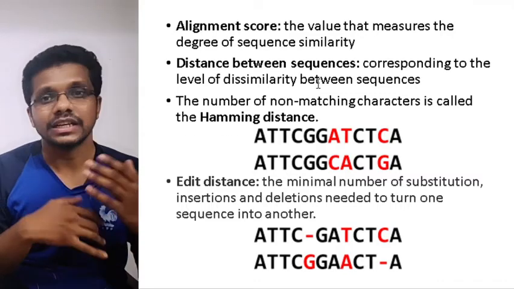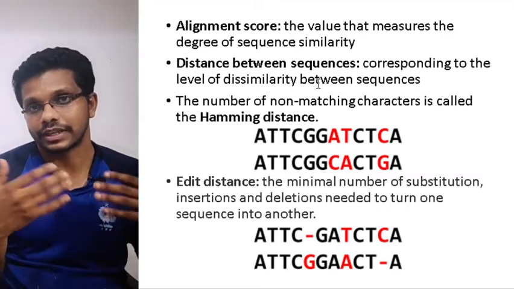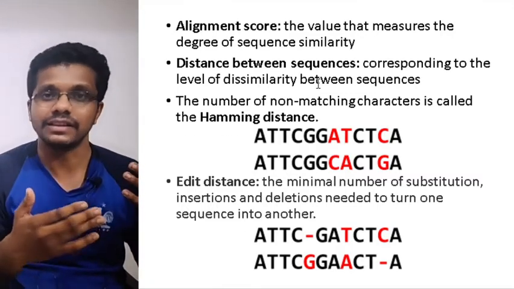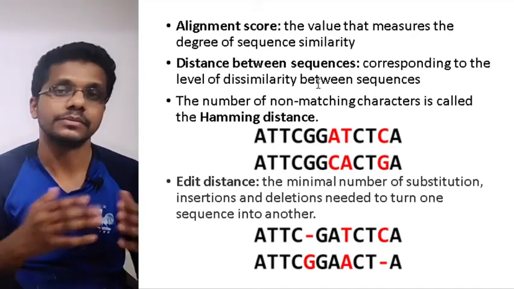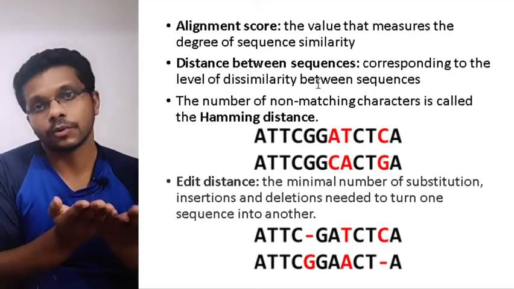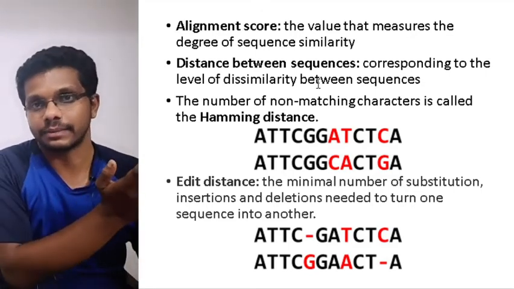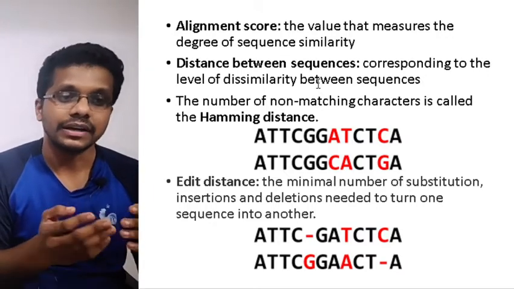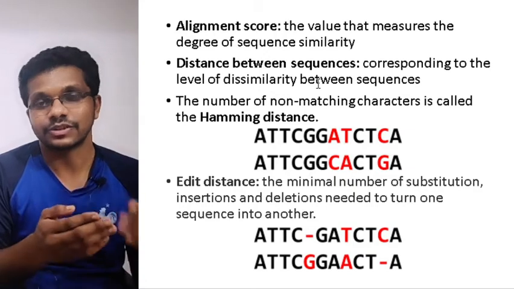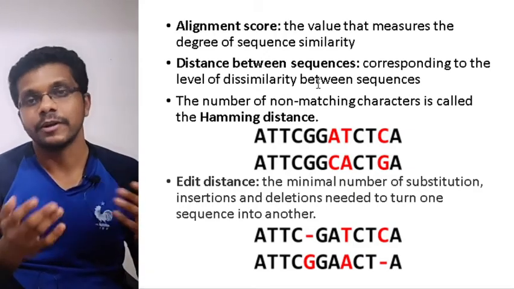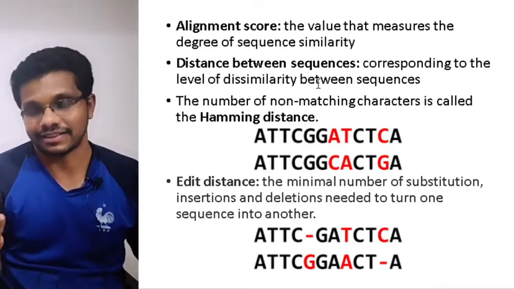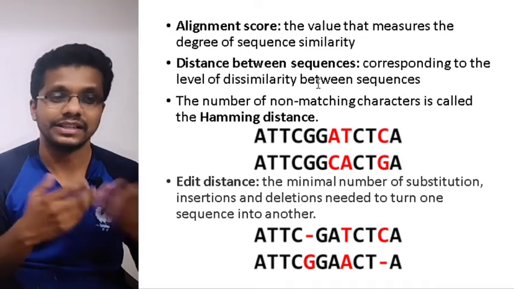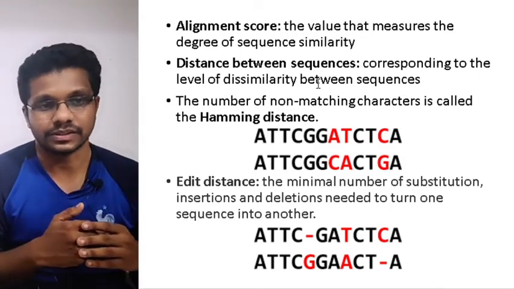Depending on the program we are using for the sequence alignment, the scoring pattern will be different. So if the similarity is more, the alignment score will be high. If the similarity is less, the alignment score will be less. Distance between the sequences is actually the reciprocal of the alignment score. So how distant they are, how dissimilar they are, that's what is called the distance between the sequences.